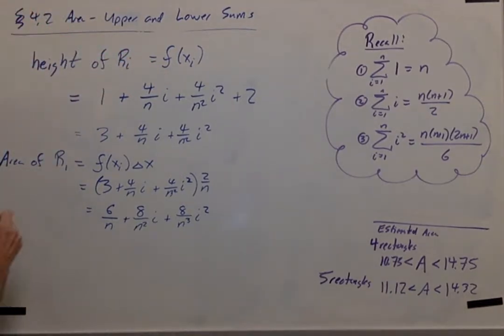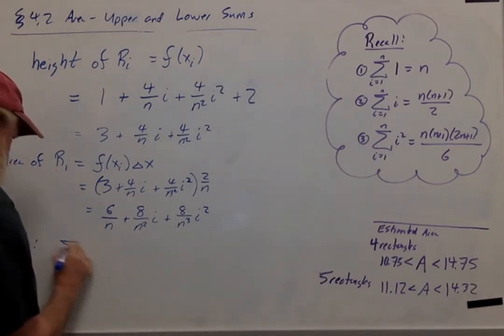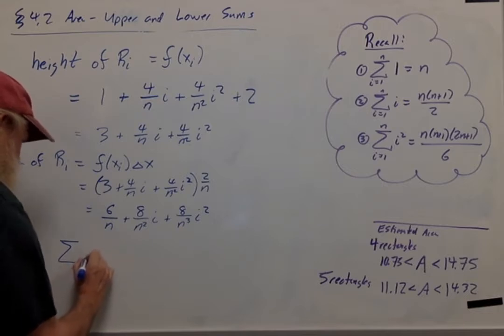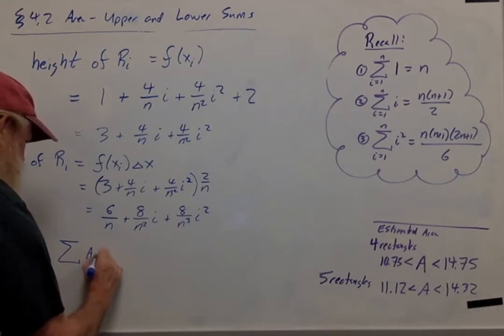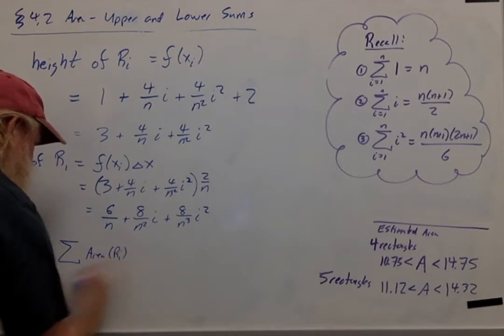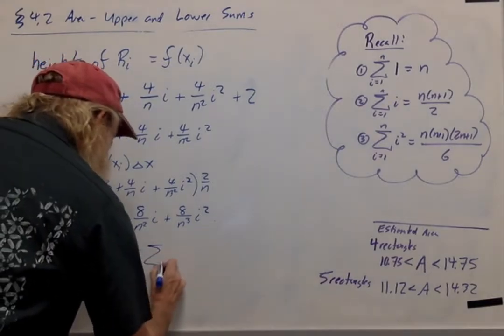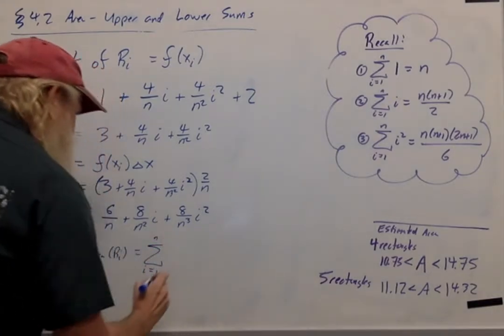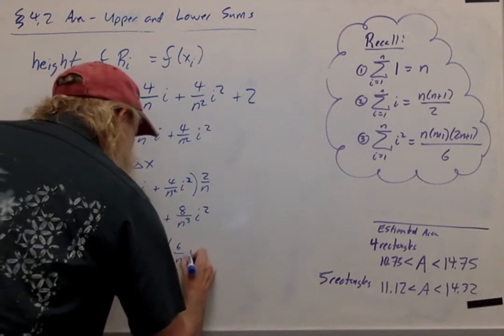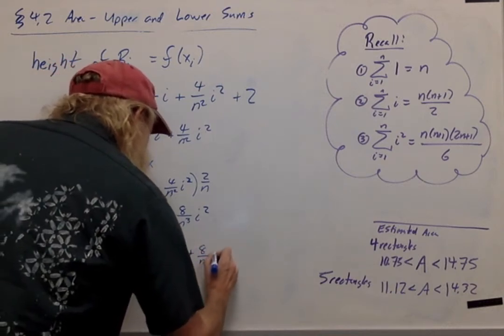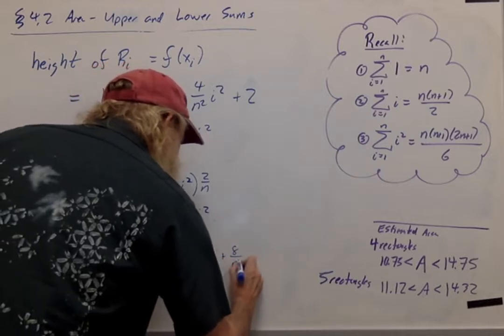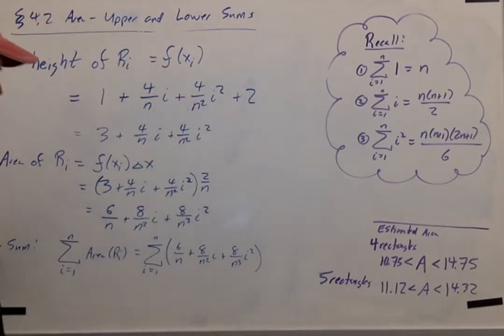So if we want the upper sum, we have to add together the areas of all of the rectangles. So I'm going to add together the area of R sub i as i goes from 1 to n. So that's the sum i equals 1 to n of 6 over n plus 8 over n squared i plus 8 over n cubed i squared.